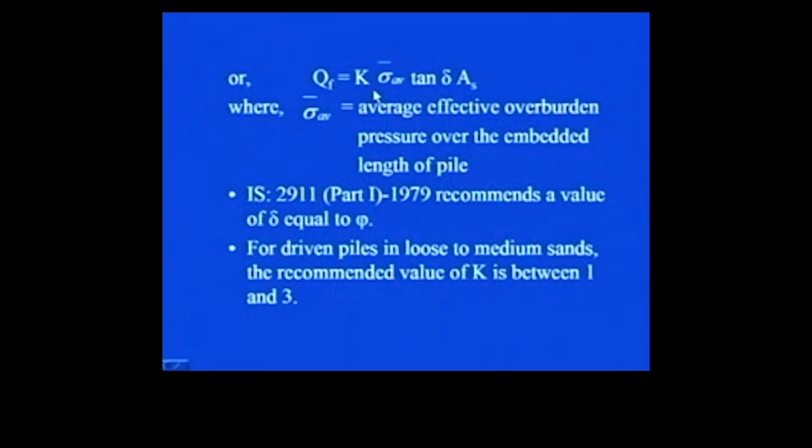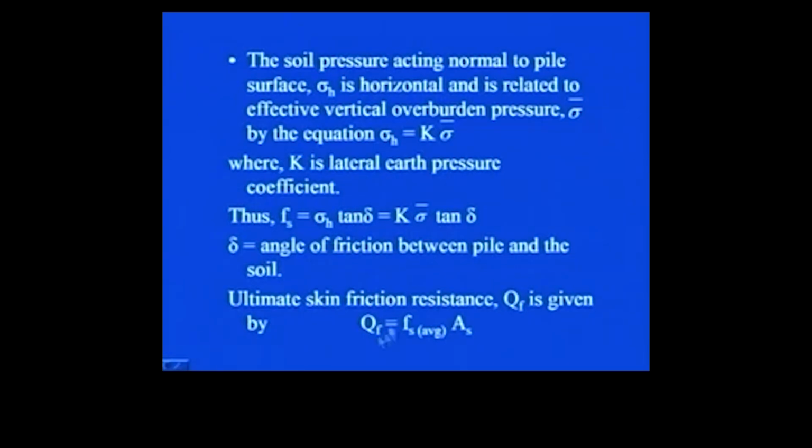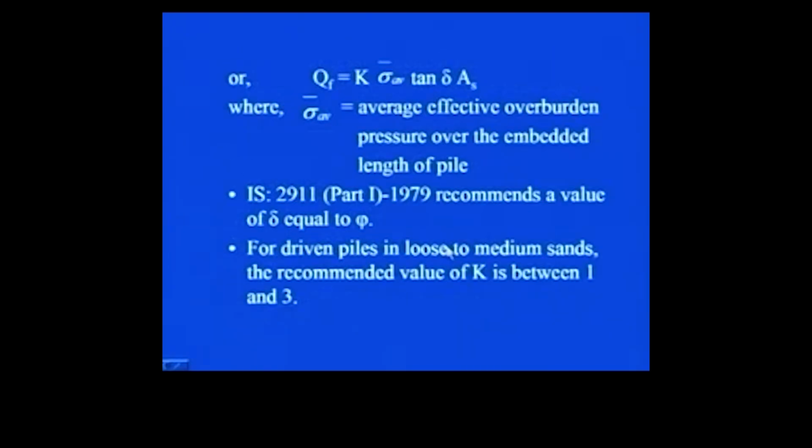So, here this QF will become Fs average into As, then Fs average I can write using this particular expression, which will result in QF equal to k sigma bar average tan delta into As, where sigma bar average is the average effective overburden pressure over the embedded length of pile. As I told you, at any particular point of time, this skin friction resistance is not constant throughout the length of the pile. So, we have to take an average value of the same.